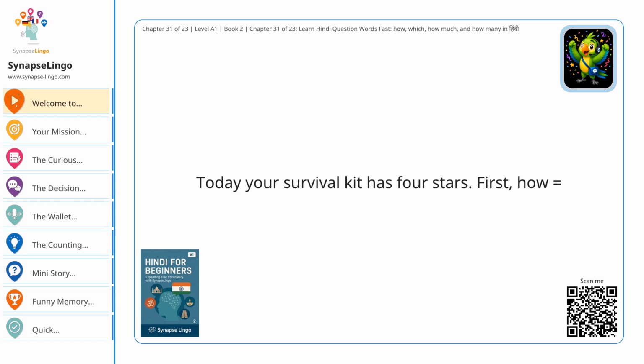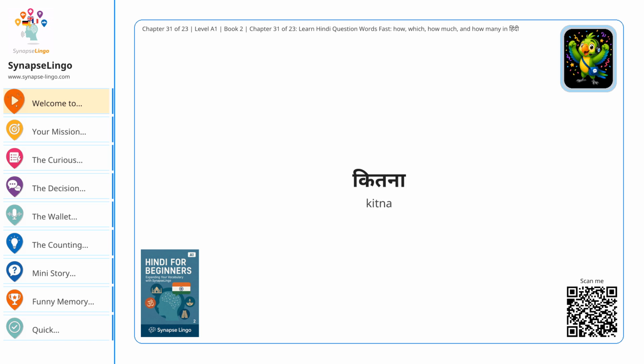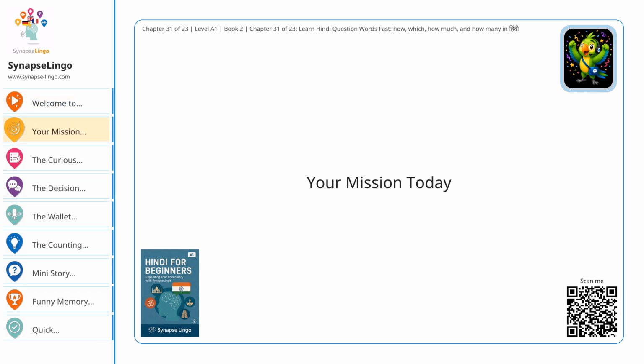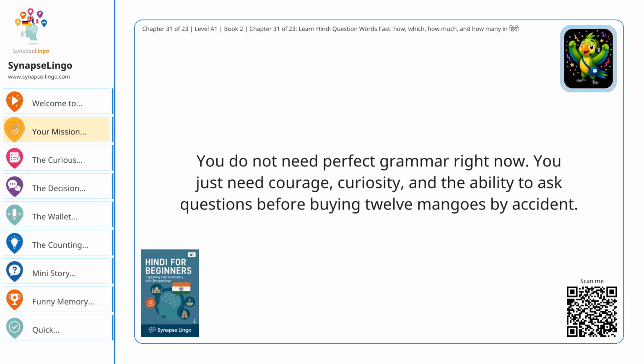First, how equals कैसे? Second, which equals कौन सा? Third, how much equals कितना? Fourth, how many equals कितने? If you can ask these, you can survive a market, a train station, a classroom, and possibly a family dinner. Your mission today. You do not need perfect grammar right now. You just need courage, curiosity, and the ability to ask questions before buying 12 mangoes by accident.